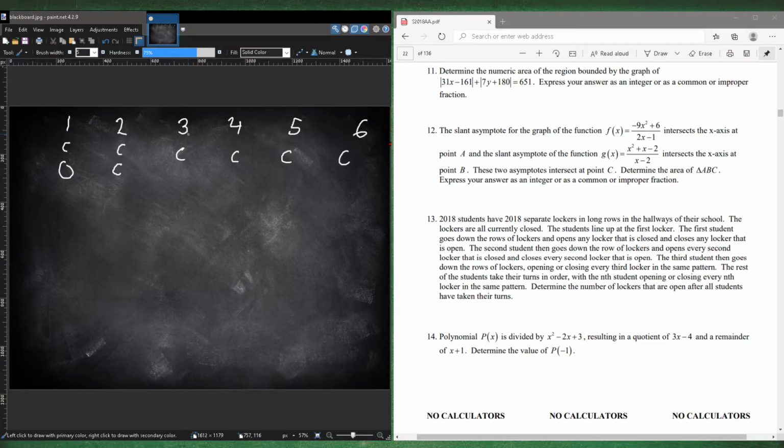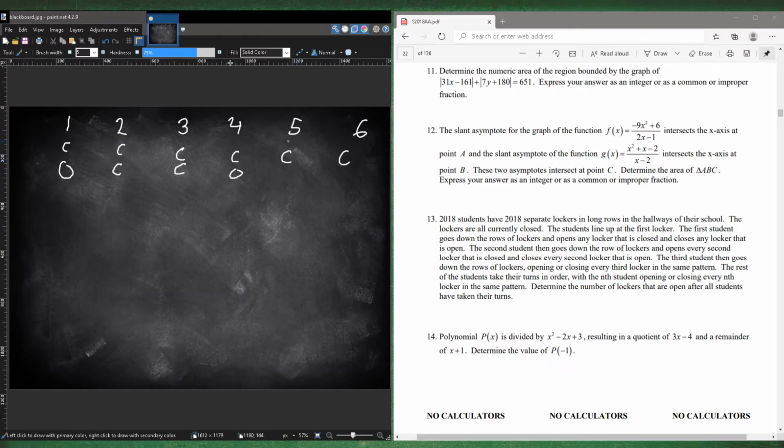For the third student, it's going to be affected by the first student and the third student. So it's going to be closed to open and then open to close, like number 2. So it's going to be closed also. Number 4 is going to be affected by the first student, the second student, and the fourth student. So then this is going to be closed, open, open, close, and then close, open. So it's going to end at open.